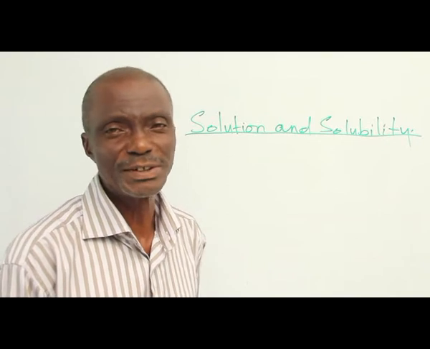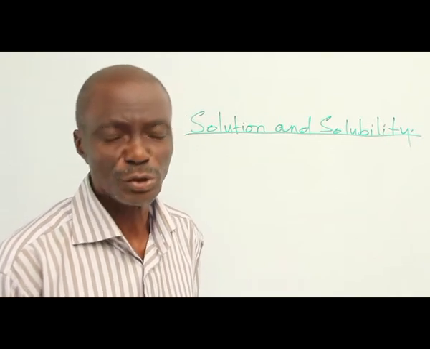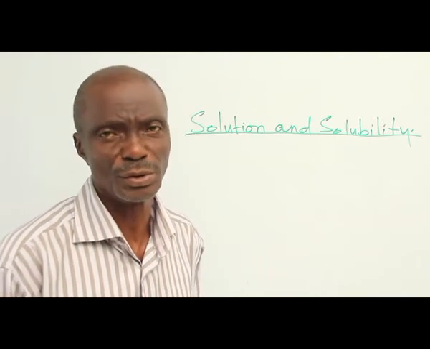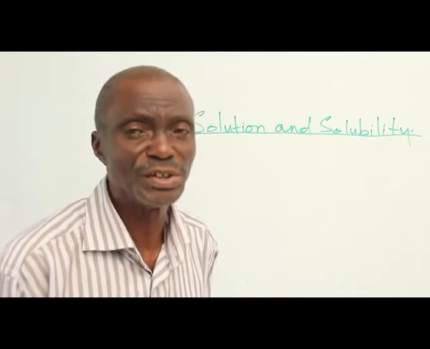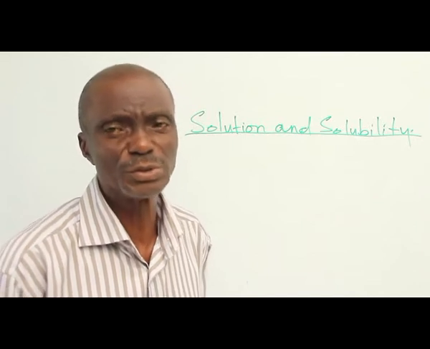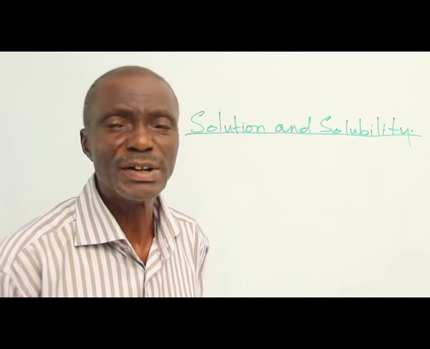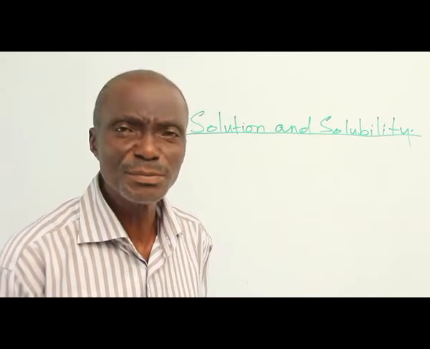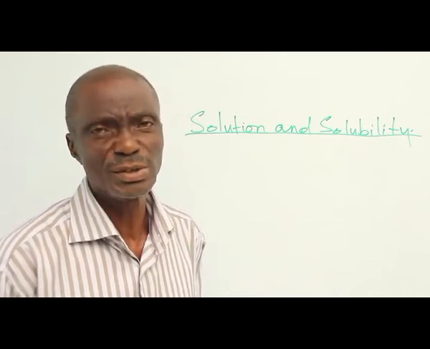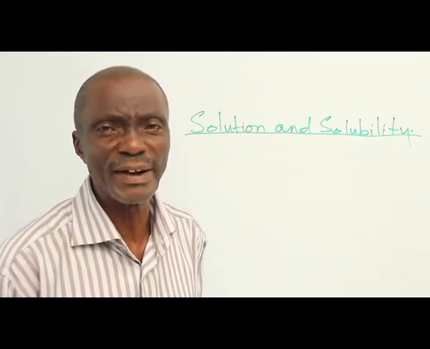We are considering the topic solution and solubility. A solution is a uniform or homogeneous mixture of a solid in a solvent. There are many types of solution. You have a saturated solution, you also have a supersaturated solution. Then solubility is the maximum amount of the solid that is necessary to saturate 1 dm cube of solvent at a specified temperature.